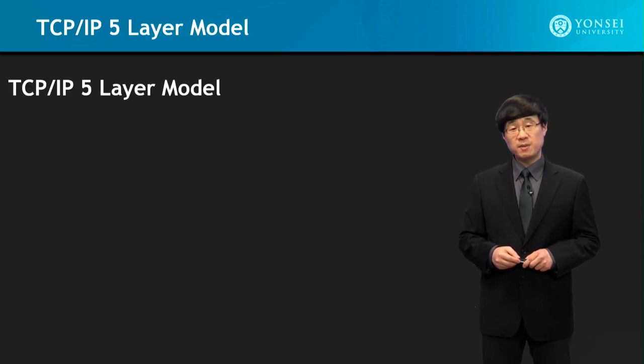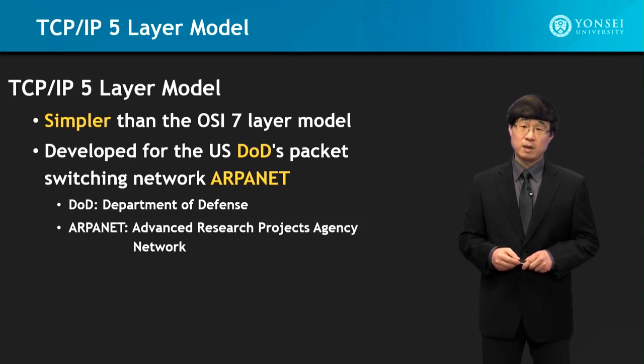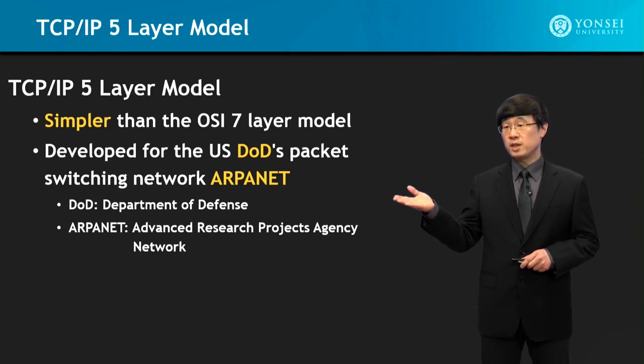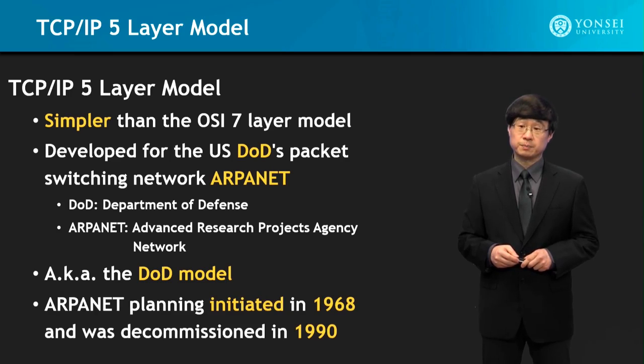Now, the TCP/IP 5-layer model is a simpler model compared to the OSI 7-layer model. And it was developed for the United States Department of Defense packet switching network called ARPANET. And therefore, it's also called the DoD model.